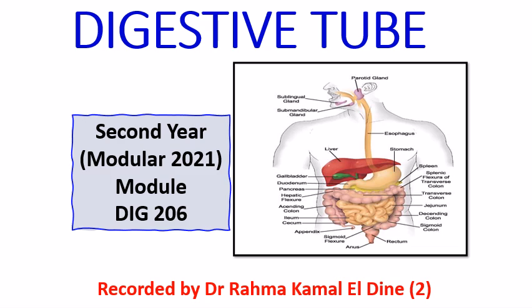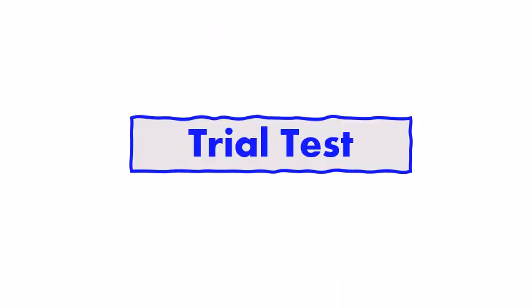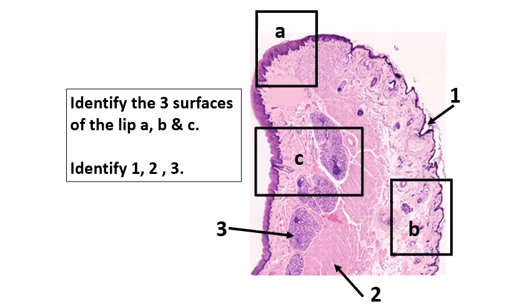In the last video we took the digestive tube in detail, the data show slides as well as the microscopic slides. Now we're going to do the trial test. Bismillah ar-Rahman ar-Rahim. Here is a section. From one side I have skin, and on the other side mucous membrane, between them the muscle and glands.